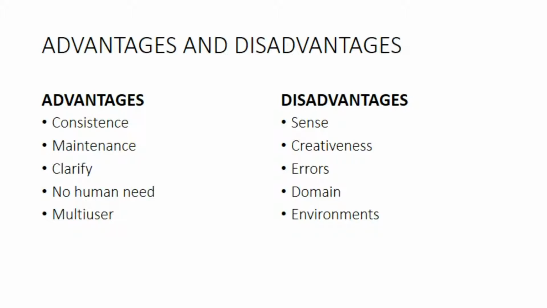The 5 disadvantages are sense, creativeness, errors, domain expert, environments. For sense, it lacks some common sense needed in decision making. Creativeness, it cannot respond creatively like a human expert would in unusual circumstances. Errors, in the knowledge base, errors may occur and this leads to wrong decisions. Domain expert, the expert is not always able to explain their logic and reasoning. Environment, if the knowledge base is changed, it cannot adapt to the changing environment immediately.